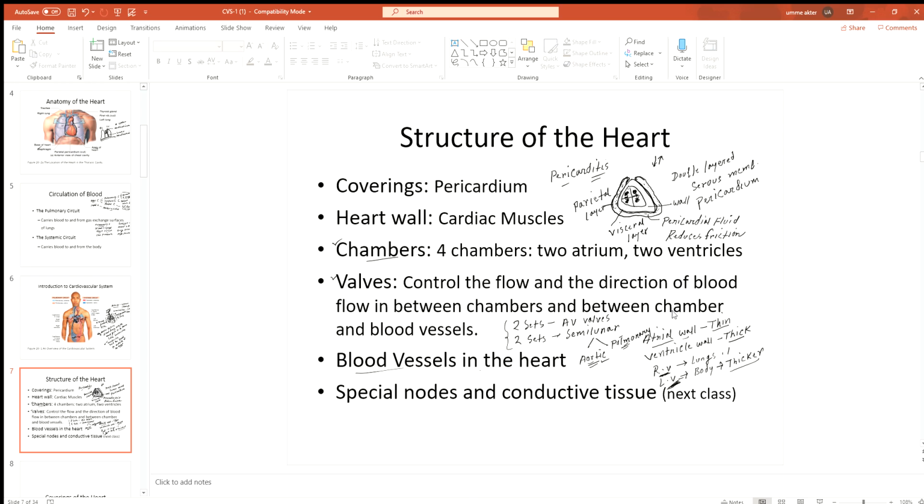The heart has two types of blood vessels. Why two types? Some blood vessels are large blood vessels that take the blood out from the heart or bring the blood inside the heart. So those are large vessels attached to the heart, right? To do what? Take blood out or bring the blood into the heart.